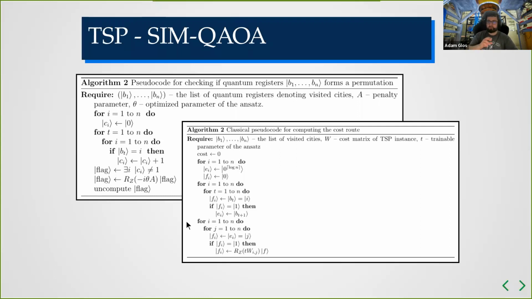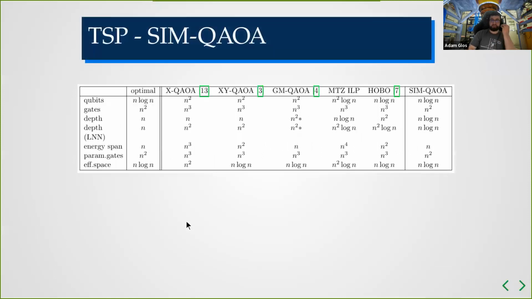I can only briefly describe the idea, which is similar to how it's done in Grover search, meaning that we consider a quantum circuit which sets an extra ancilla qubit to 1 if the route is a permutation and 0 otherwise. We rotate this ancilla qubit and then we uncompute this quantum circuit. This is how it works for permutation. For the cost of a route, it's slightly more complicated. However, what is the result?